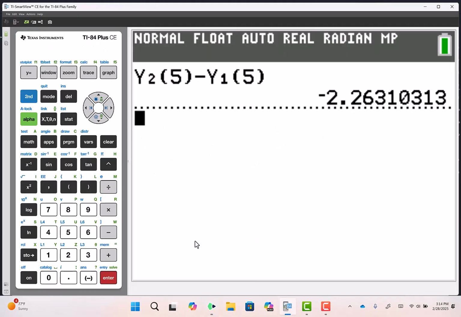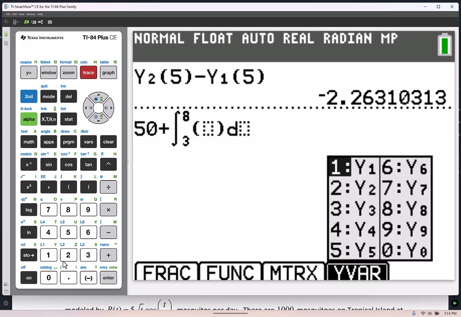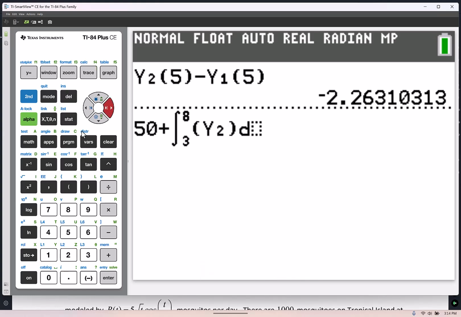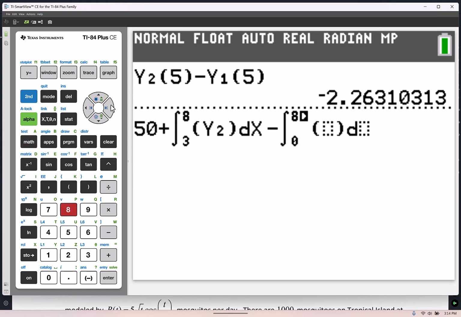So here's my calculator. I'm going to go 50 plus math 9. I have this one, let's see, 3 to 8. I have this one in y2. So I'm going to put alpha trace y2 minus math 9, 0 to 8 of y1.